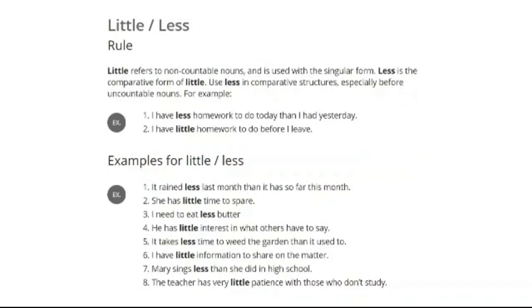It rained less this month than last month. She has little time to spare. I need to eat less butter. She has little interest in what others have to say. It takes less time to weed the garden than it used to. I have a little information to share on the matter. Mary sings less than she did in high school. The teacher has very little patience with those who do not study.